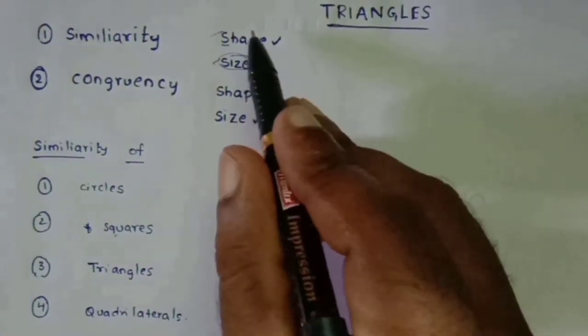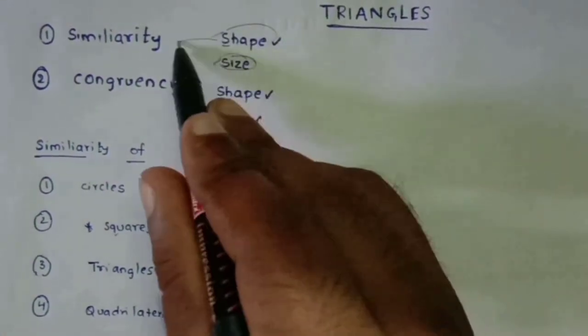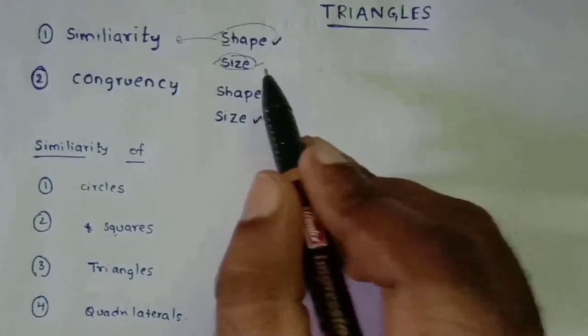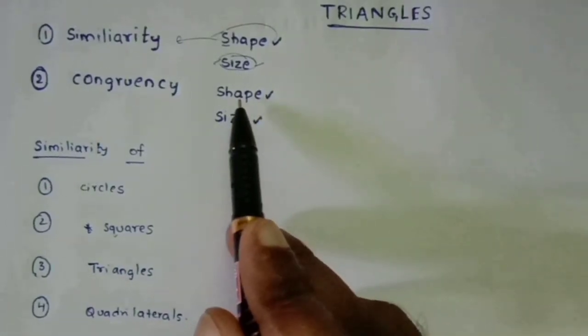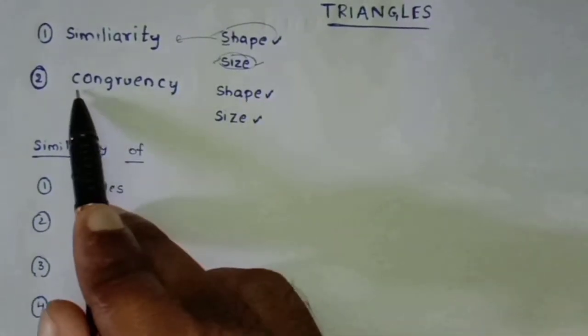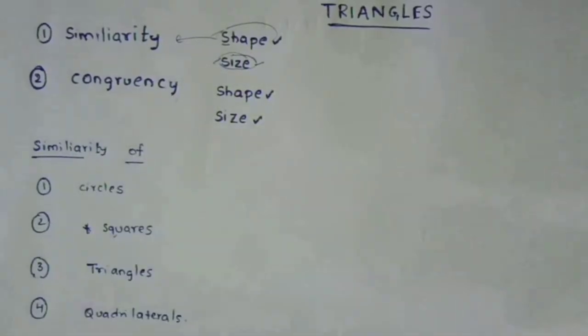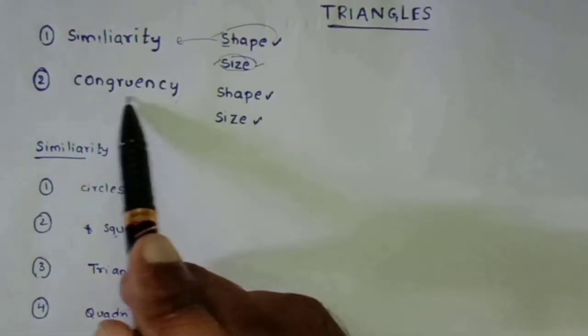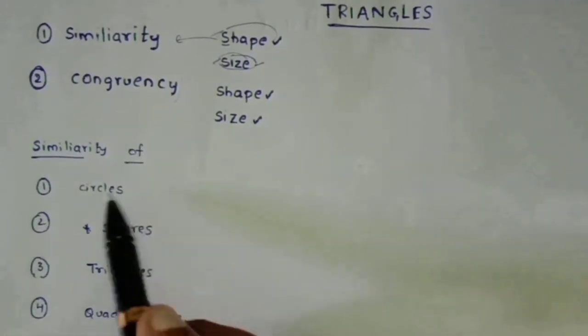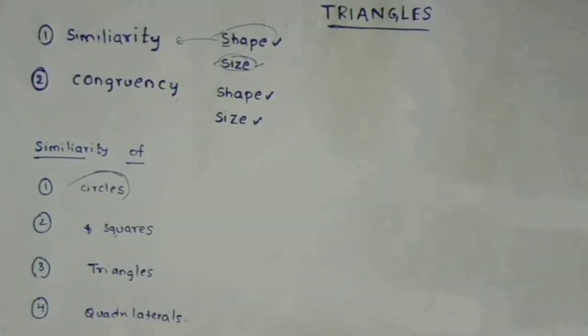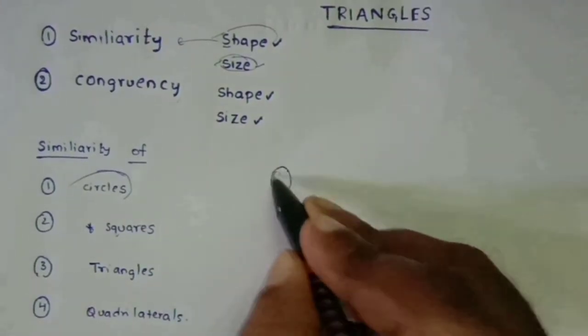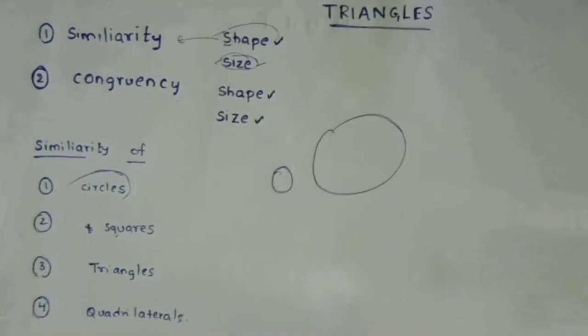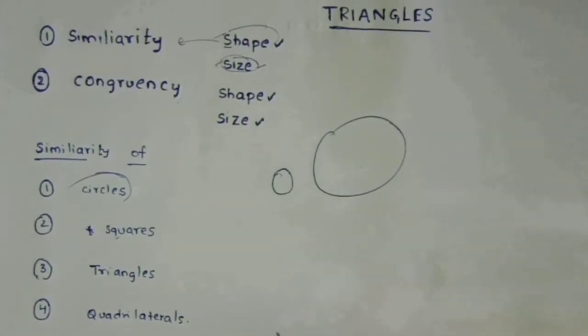So if two bodies have the same shape, they are called similar irrespective of the size. If two bodies have the same shape and same size, that means both bodies should be exactly equal, then they are called congruent to each other. For example, let us take circles. I am taking two circles. One is of smaller size, one is of bigger size.